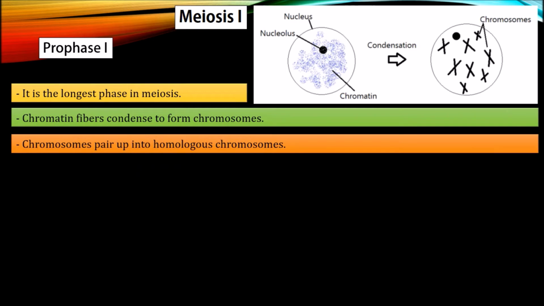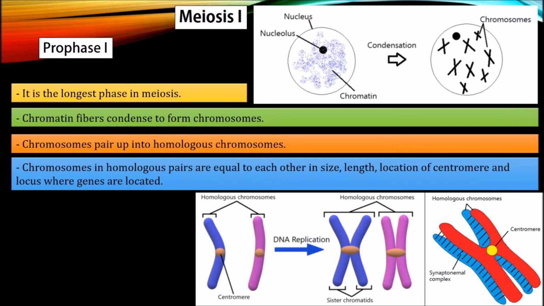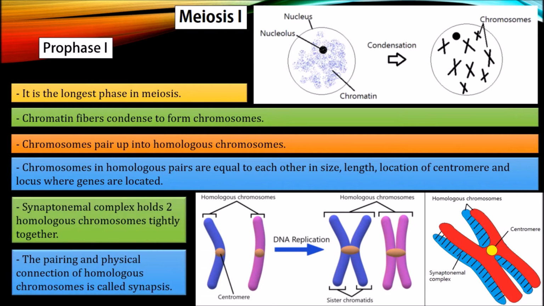Chromosomes also pair up. Each chromosome carefully aligns with its homolog partner so that the two match up at corresponding positions along their full length. A zipper-like structure called the synaptonemal complex, formed by specific proteins, holds the two homologous chromosomes tightly together. The pairing and physical connection of homologous chromosomes is called synapsis.